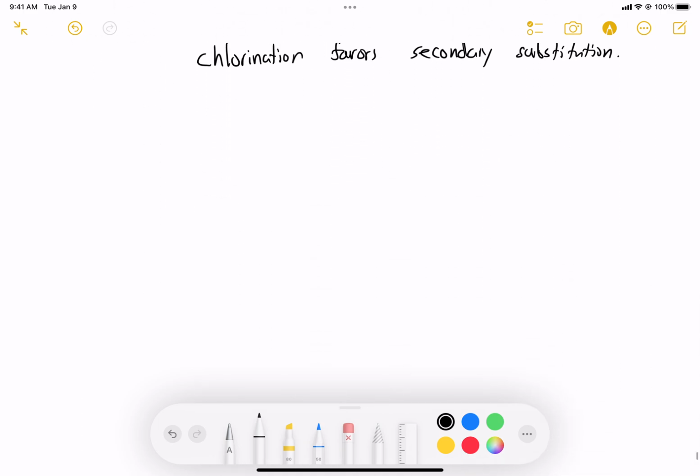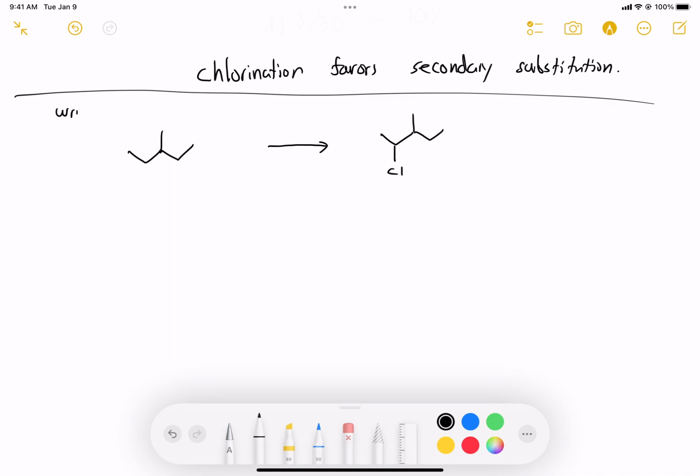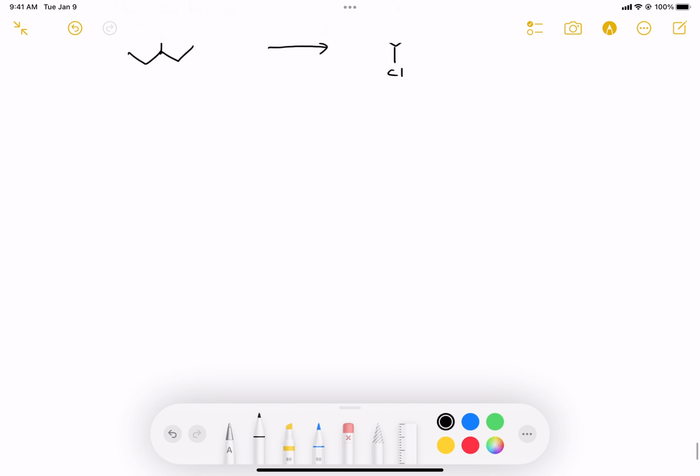So the last thing I want to go over is, let's go over the mechanism. So for this reaction, let's just go over one reaction here. So let's say we're going from here to the major product here, which is undoubtedly this one. Okay, so let's write the mechanism. Okie dokie. All right, so let's write the mechanism. Oh, so that's a long notes.